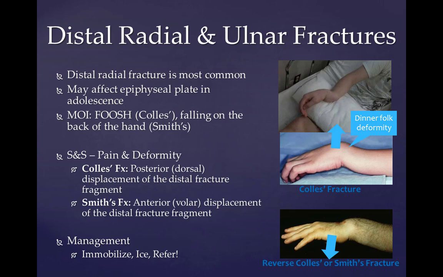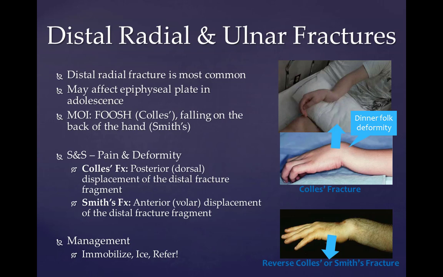Common mechanisms of injury include falling on an outstretched hand, or FOOSH, which is likely to result in a Colles fracture, or falling on the back of the hand with the wrist flexed, which is likely to result in a Smith fracture. General signs and symptoms include pain and deformity.